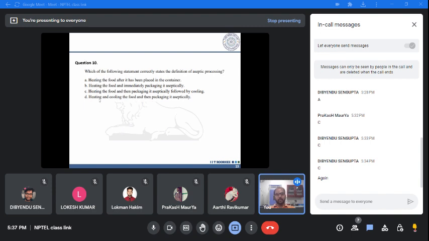Which of the following statements correctly states the definition of aseptic packaging? In earlier classes we have seen what aseptic packaging is. So which statement correctly defines aseptic packaging? First option is heating the food after it has been placed in the container. Heating the food and immediately packaging it aseptically. Heating the food and then packaging it aseptically, followed by cooling. Heating and cooling of the food, then packaging it aseptically. So give your answer in the comment box.